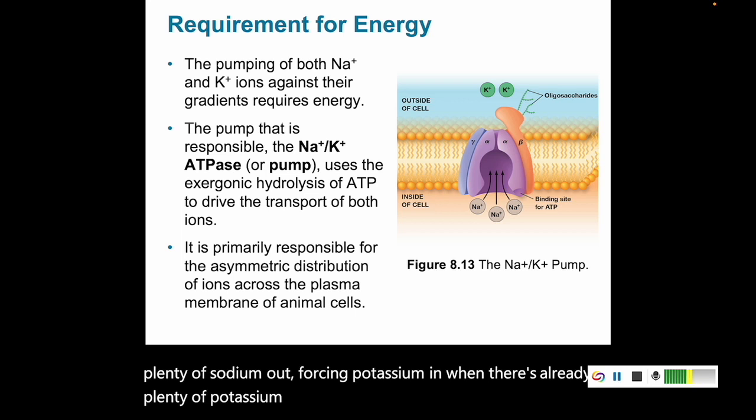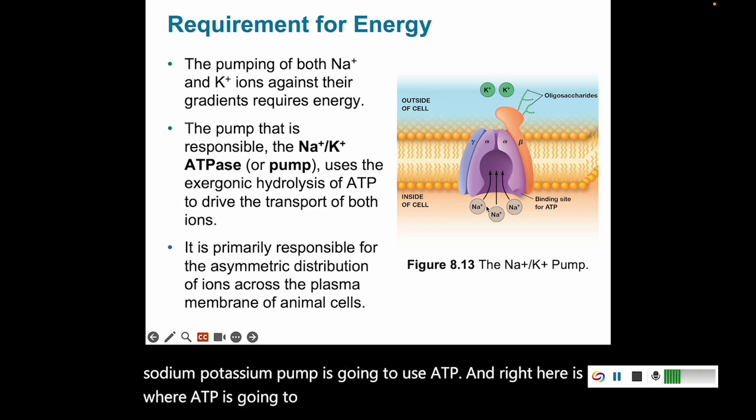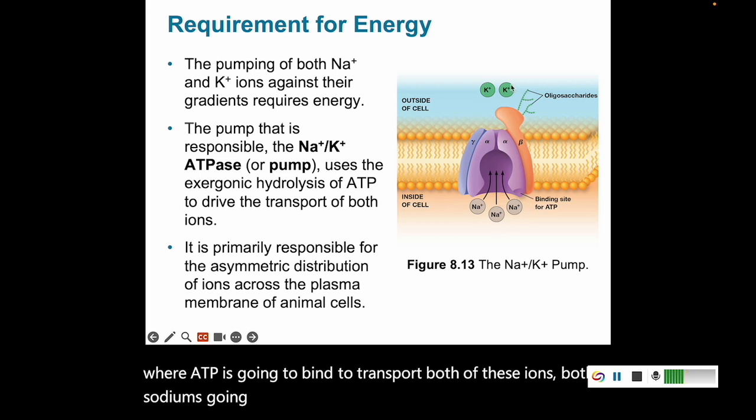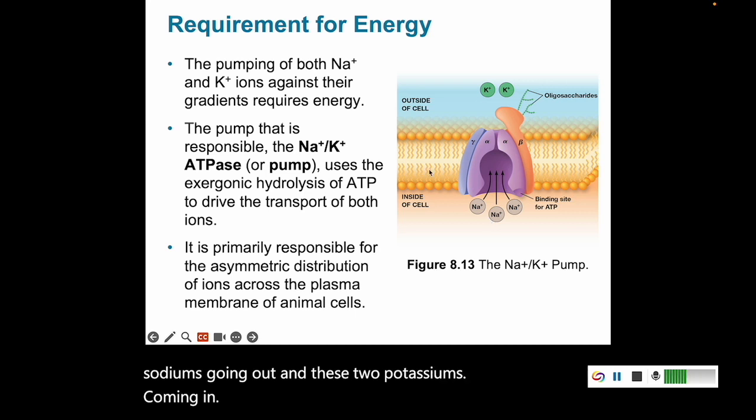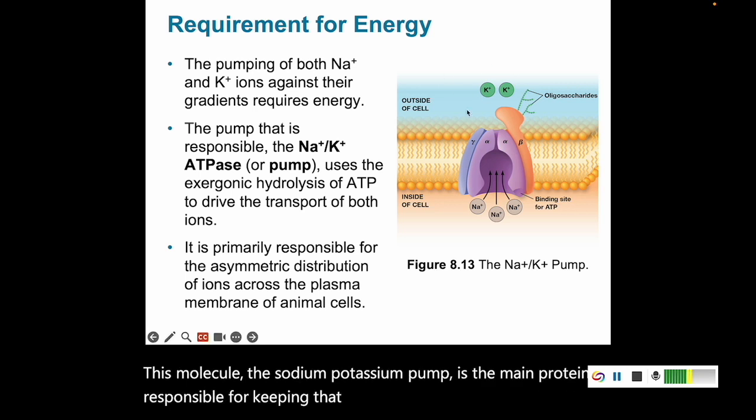So the sodium-potassium ATPase, or the sodium-potassium pump, is going to use ATP, and right here is where ATP is going to bind, to transport both of these ions, both 3 sodiums going out and these 2 potassiums coming in. This molecule, the sodium-potassium pump, is the main protein responsible for keeping that gradient of sodium outside and potassium inside.